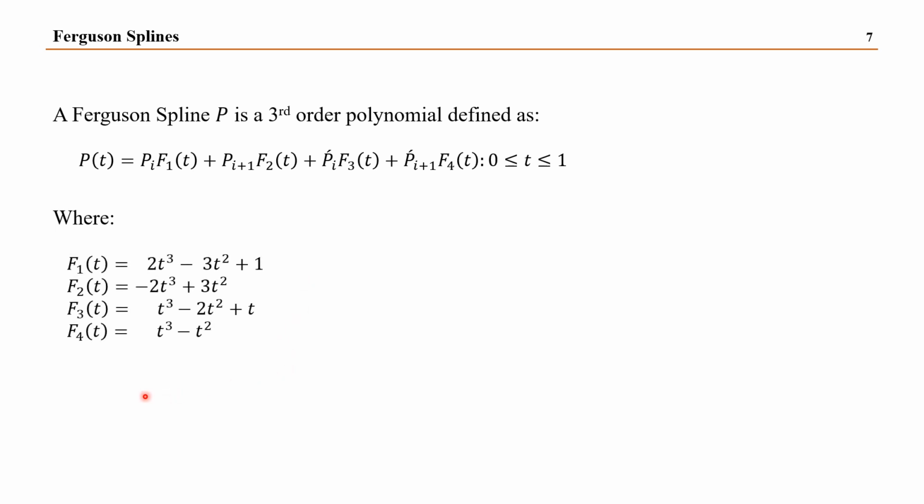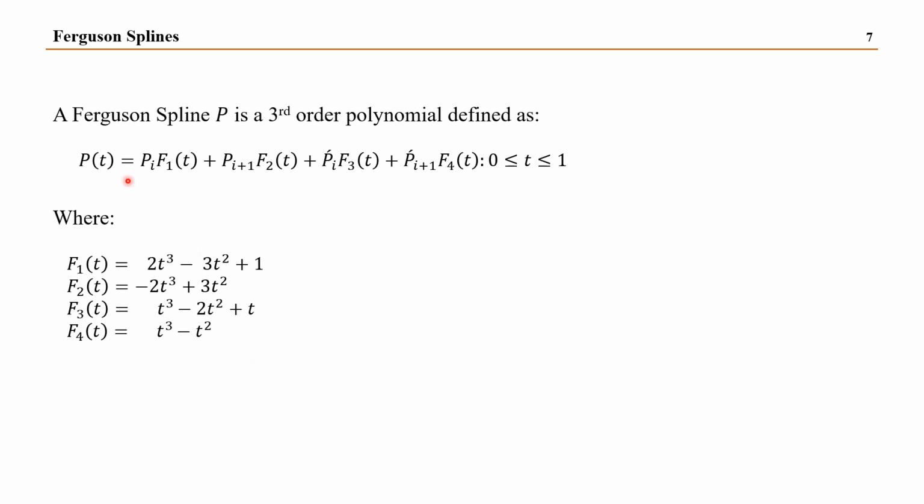Now the F1, F2, F3, F4 are actually third-order polynomials defined in this method. So the main idea is that F1 has a value of 1 at 0 and a value of 0 at 1. Its derivatives are also 0 at both the different ends, and F2, F3, F4 are constructed using similar kinds of conditions.